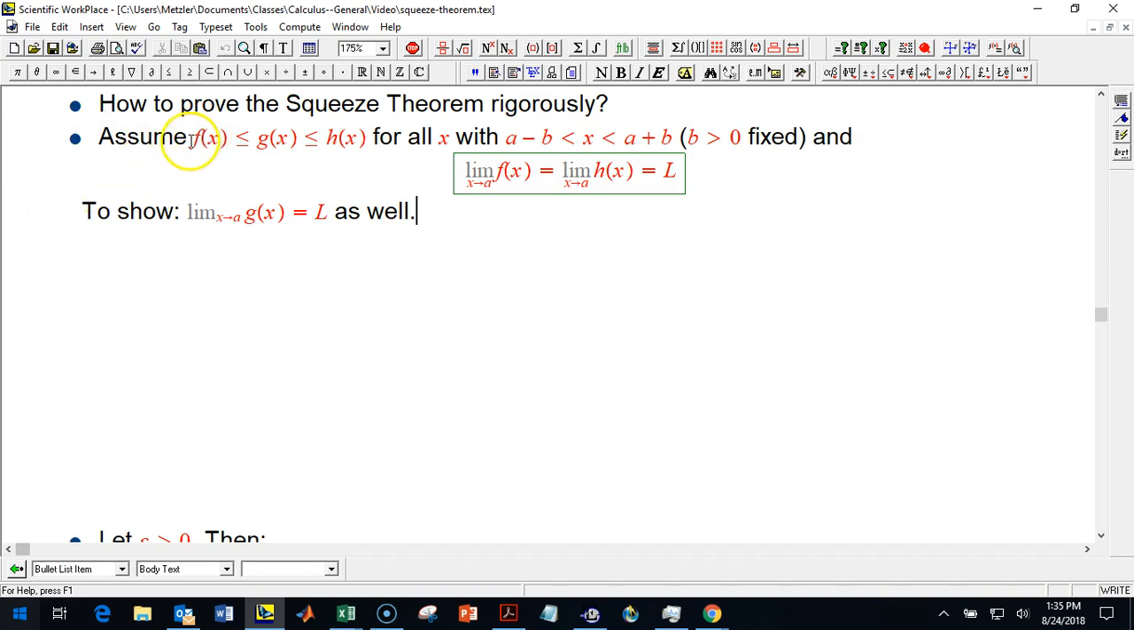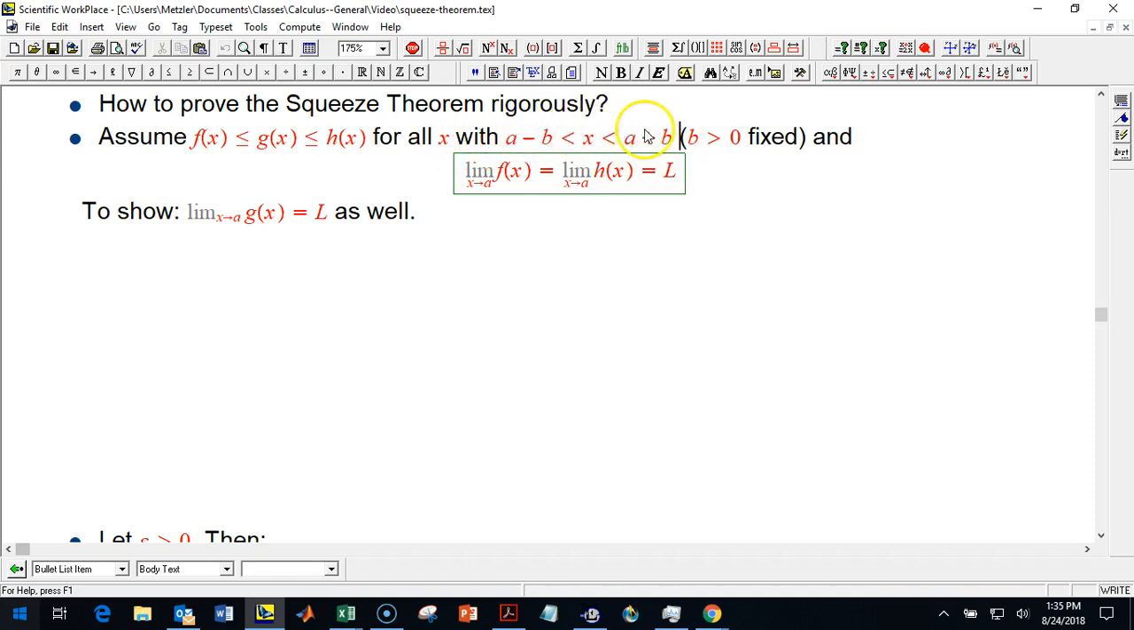So let's look at our assumptions. We're assuming that we have three functions: f of x is less than or equal to g of x is less than or equal to h of x. I've just been saying for all x near a, we need to make that a little more precise. So that means there's some fixed positive b that gives us the window around a, so it's everything from a minus b to a plus b, where this is true.